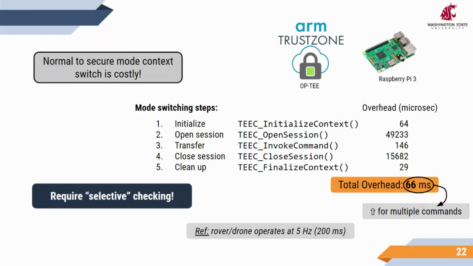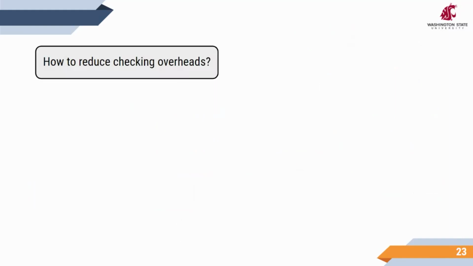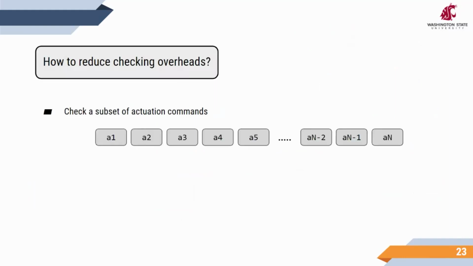To address this, we came up with the idea of selective checking. Because we cannot check all the commands because of this overhead, why can't we just check only a few to ensure that timing requirements are met? So let me elaborate. What is this selective checking idea? Instead of checking all the commands, we will check only a subset of them to reduce the checking overhead.